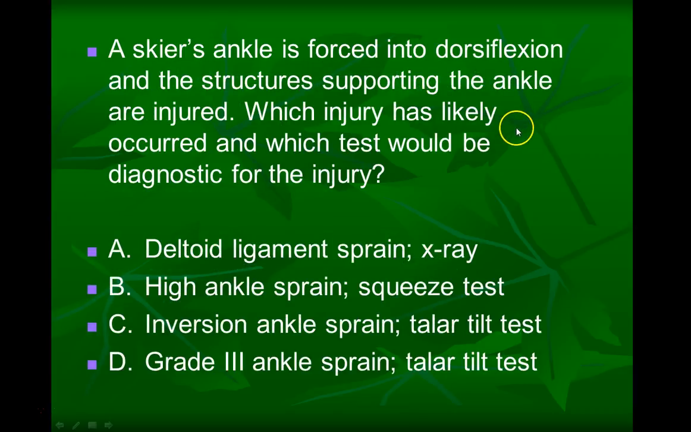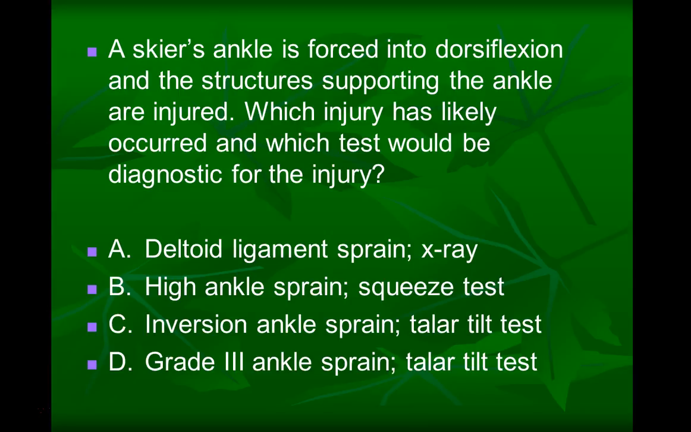Okay, next one. Skier's ankle is forced into dorsiflexion and the structures supporting the ankle are injured. Which injury has likely occurred and which test would be diagnostic for the injury? This isn't something that you might know yet, but I just wanted to feel you out to see if any of you would be able to figure this out.